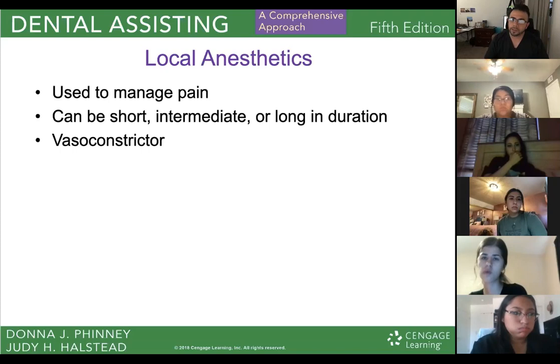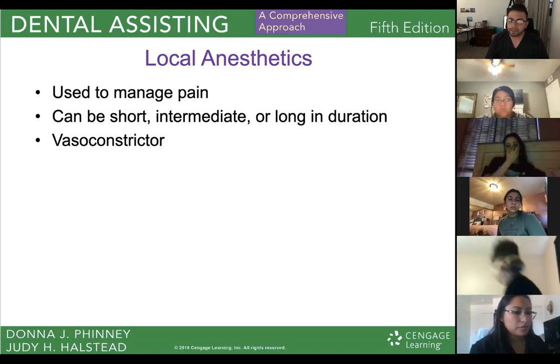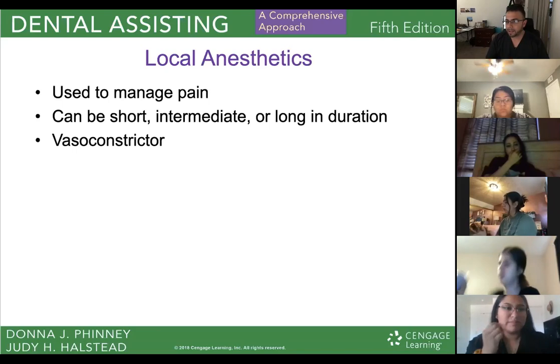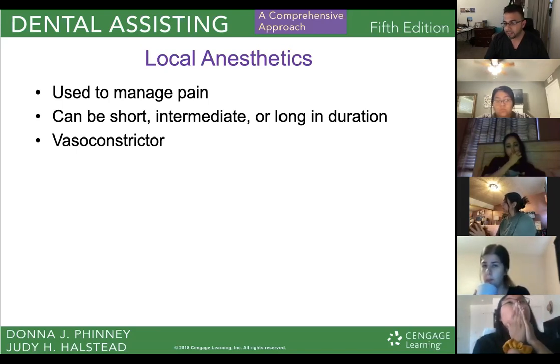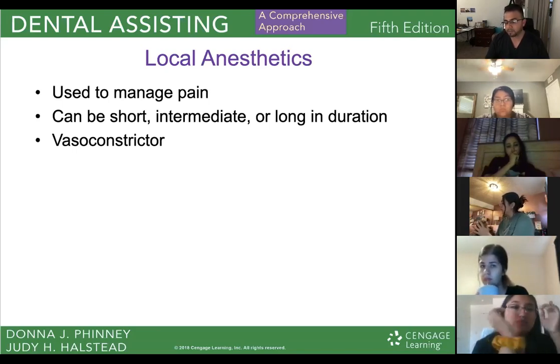This is another reason why we take blood pressure before we administer any local anesthetics, because of the possibility that this can happen. Now, if you can imagine somebody that has high blood pressure already, and then we have epinephrine entering their bloodstream, what do you think can happen?